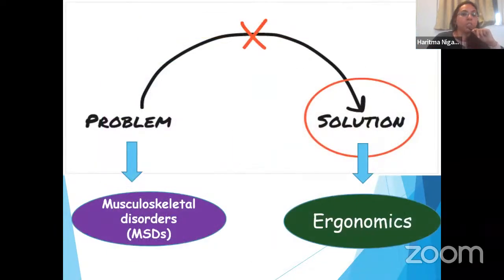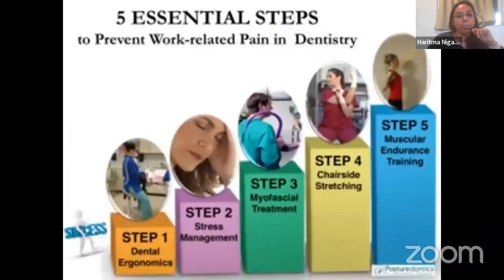So till now we were just speaking about musculoskeletal disorders and the commonest diseases, their signs and symptoms. Till now I spoke about the problem. Now here lies the solution, that is ergonomics. Ergonomics was introduced as a discipline after the Second World War. These are 5 common steps which are seen to prevent work-related pain in dentistry.